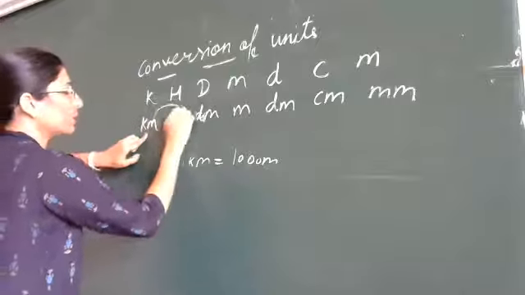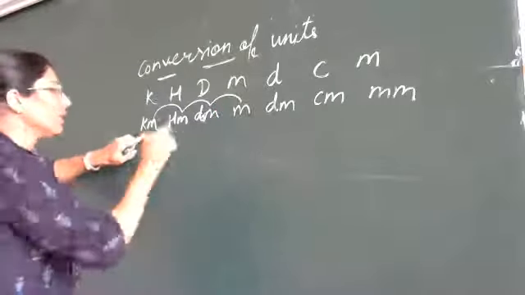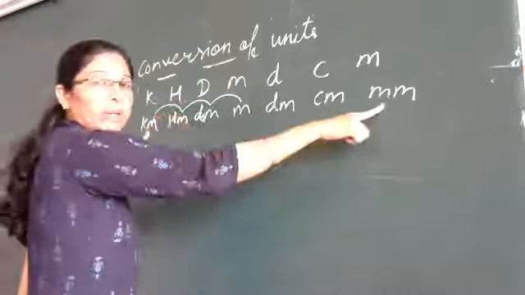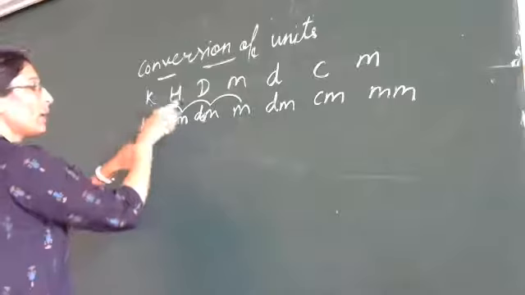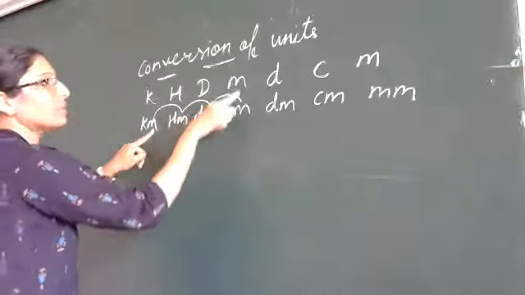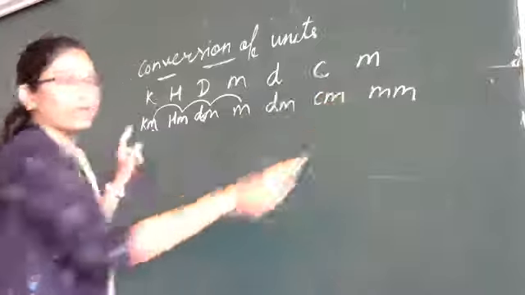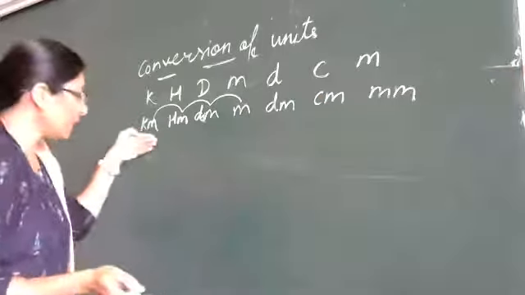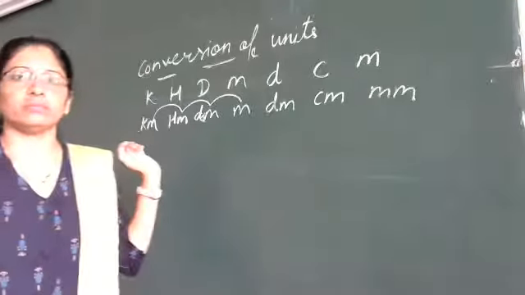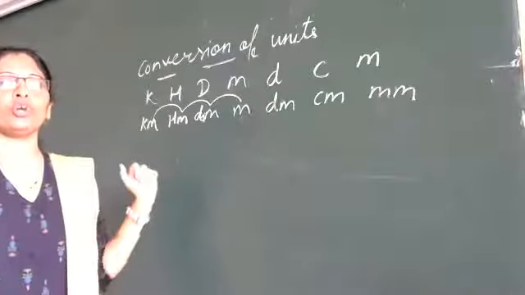When this will go, we are multiplying. So what if you ask kilometer to millimeter? How many times? 10, 100, 1000, 10,000, lakh, 10 lakh. We have to multiply with 10 lakh when we have to convert kilometer to millimeter. So depending on this, you have to do.